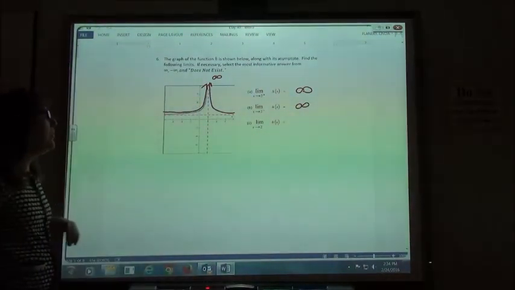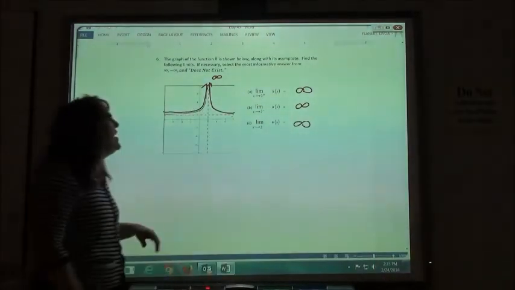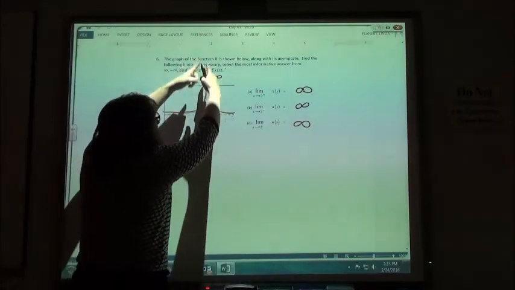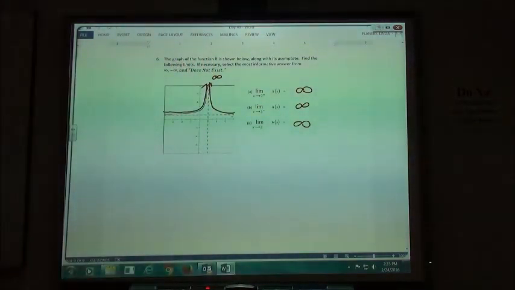So the limit on this graph as x approaches 2 is going to be infinity because from both sides they end up going up to positive infinity, and since they're both the same, then a limit does exist. It's infinity.